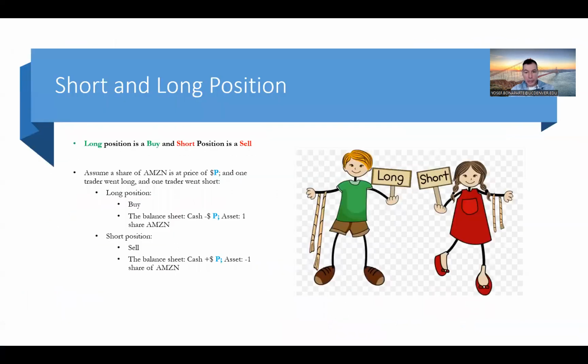Now, market positions. There are two positions, short or long. Long means you buy a stock. Short means you sell the stock. For example, if you bought a share of Amazon and the price is P, your cash flow is negative P dollars. If you buy the share, you went long, and you pay P dollars, so your cash flow is negative P. But in the balance sheet, you will have one share of Amazon. If you short or sell one share of Amazon, your cash flow will be plus P dollars, and your balance sheet has negative one share of Amazon.